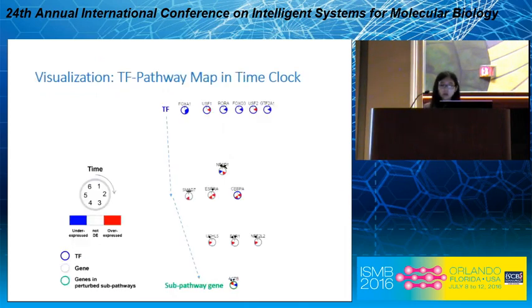And as a result, TimeTP constructs a diagram like this, which is called a TAP pathway map in time clock. And it shows a path from TAPs to subpathway genes. And you can see the differential expression pattern in the nodes in clockwise direction, colored with blue and red, which means underexpression and overexpression at each time point. And you can see the expression is propagated through the edge to the subpathway gene.